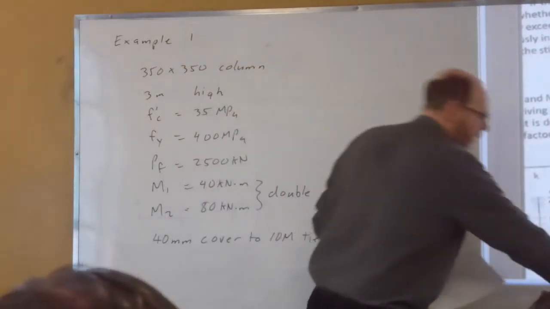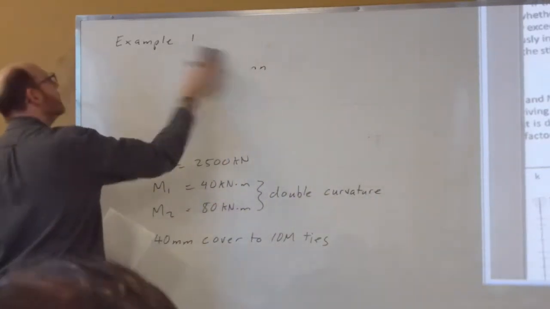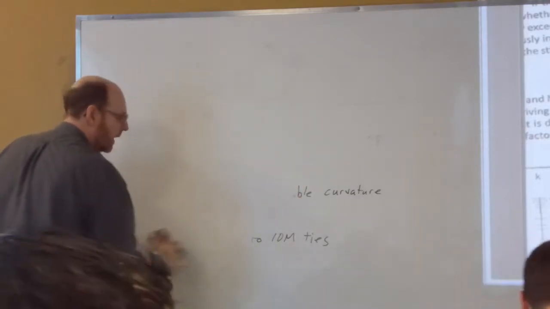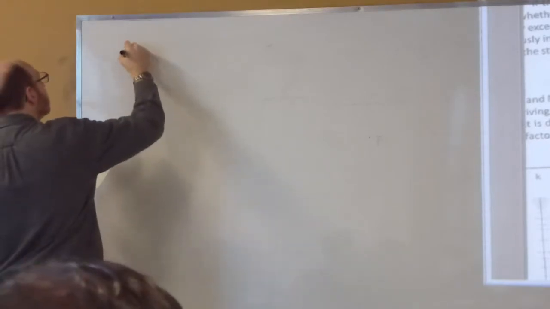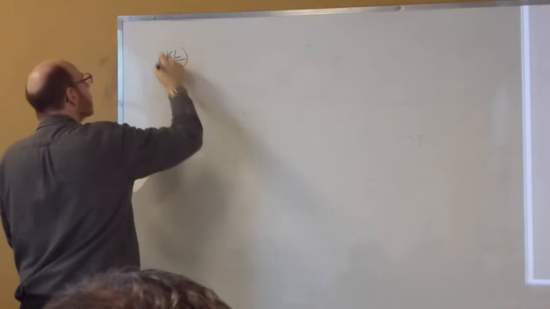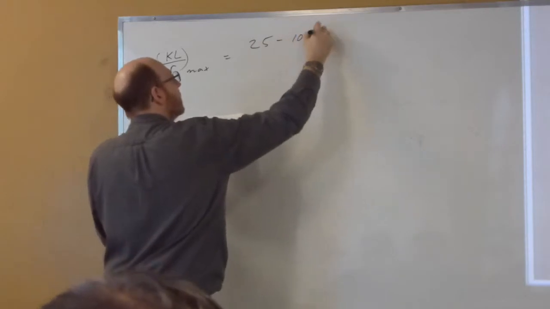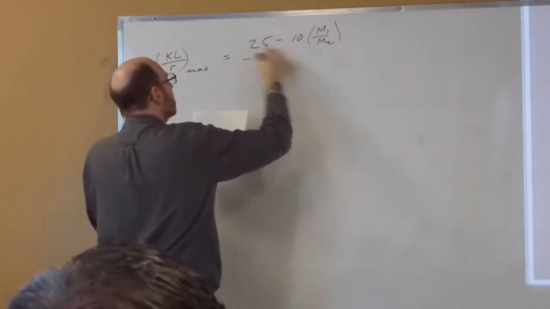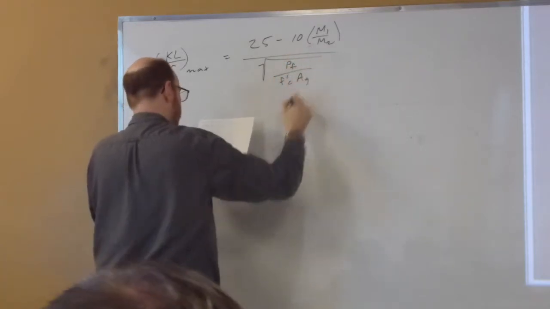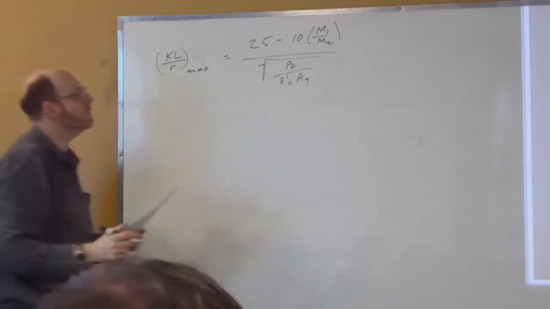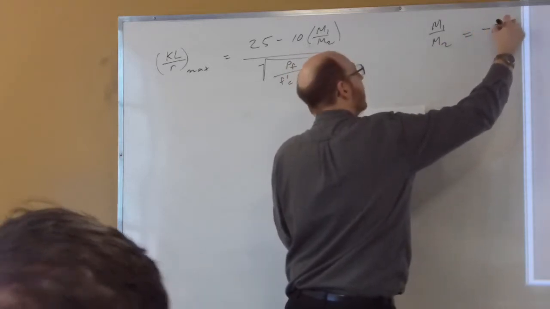Right. So we now know KL over R. We know it's less than 100. So that means we're okay to use our simplified method. So now I'm going to calculate that other side of that equation. I'm going to call this KL over R max. It is this value here, 25 minus 10 M1 over M2, divided by the square root of PF over F prime C and AG. Now, first of all, our M1 over M2 is equal to minus 0.5.